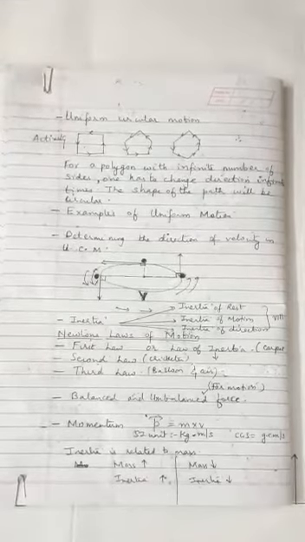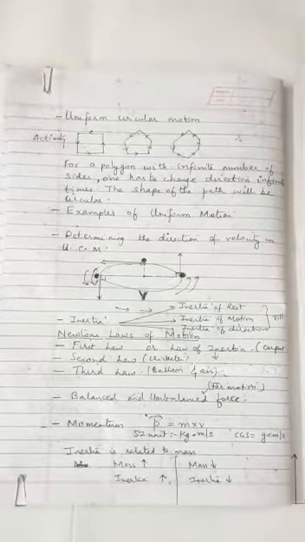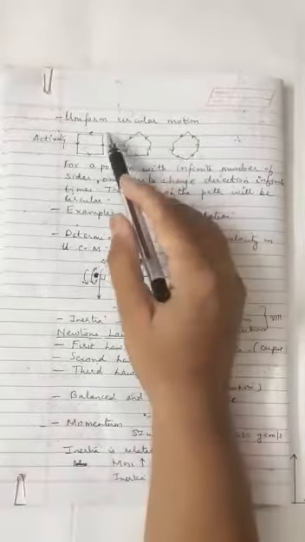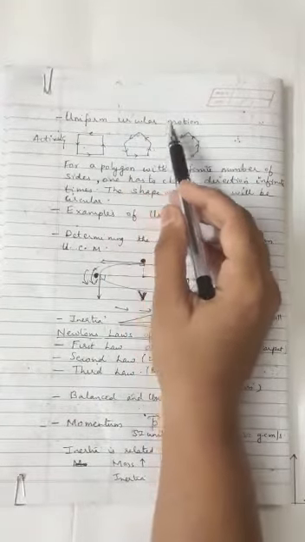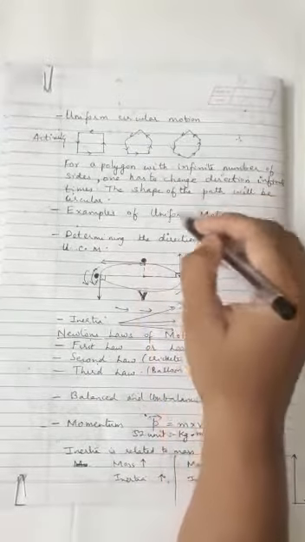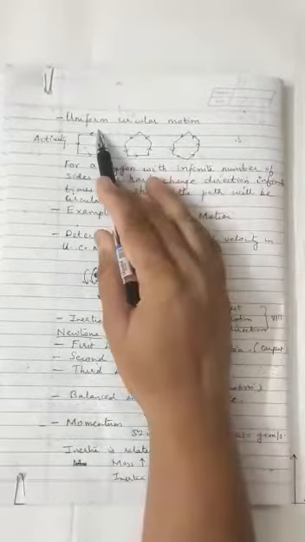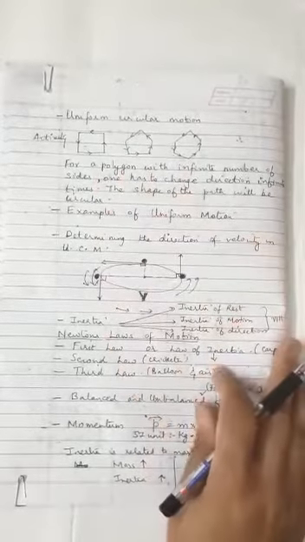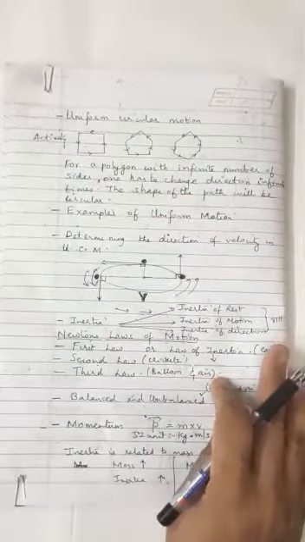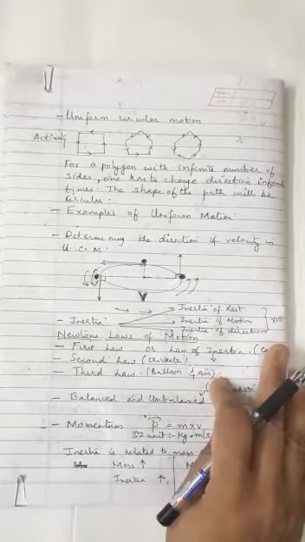Hello children, let us start with today's topic: uniform circular motion. From the name, circular means the body is going to move along a circular track, and uniform means the motion is going to be uniform. So when an object moves with constant speed along a circular path, the motion is called uniform circular motion.